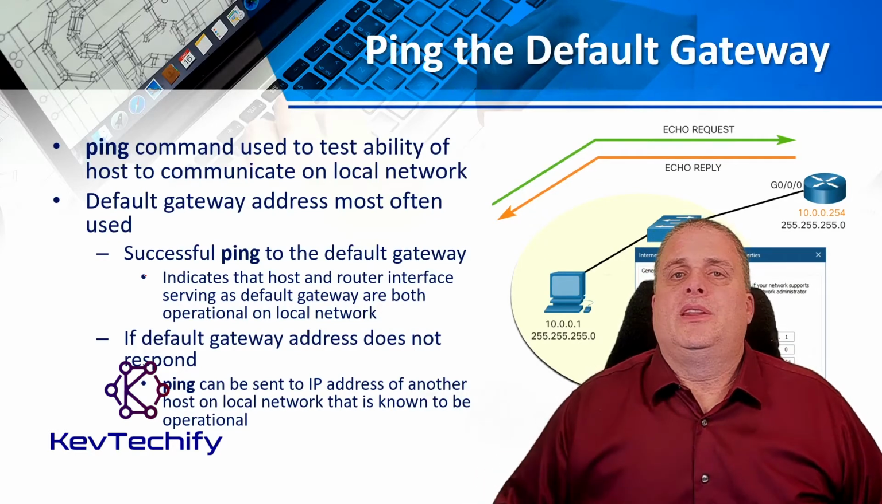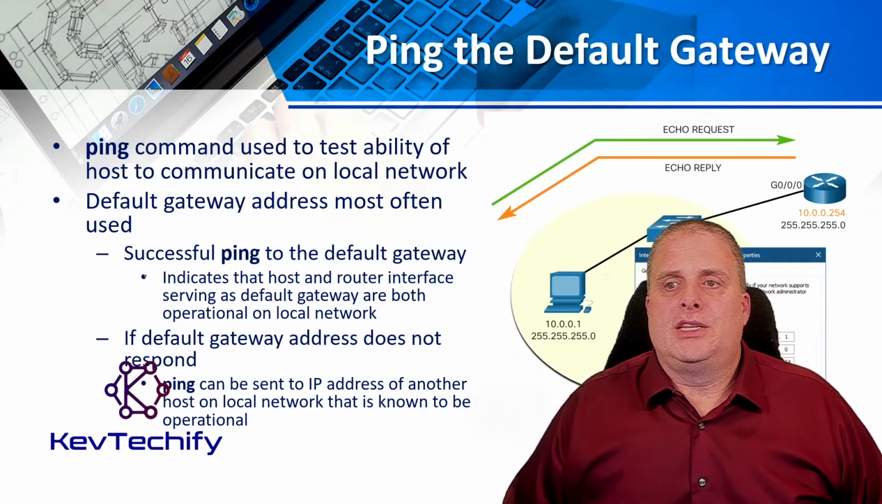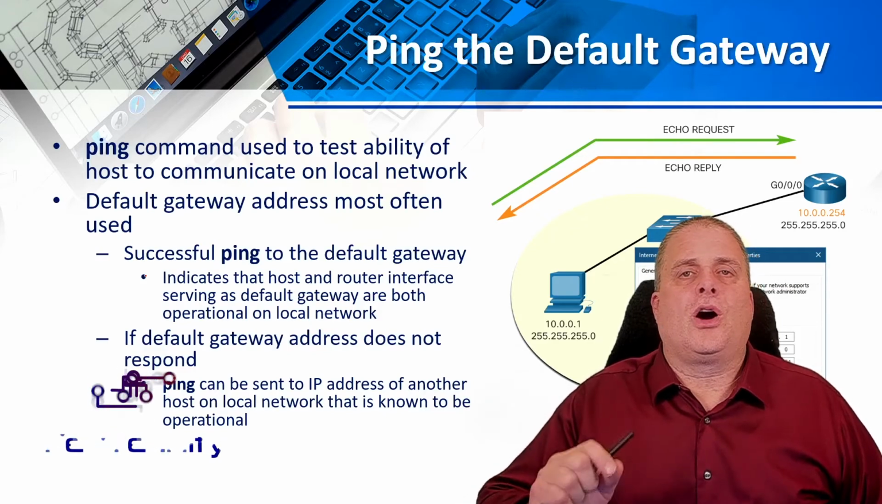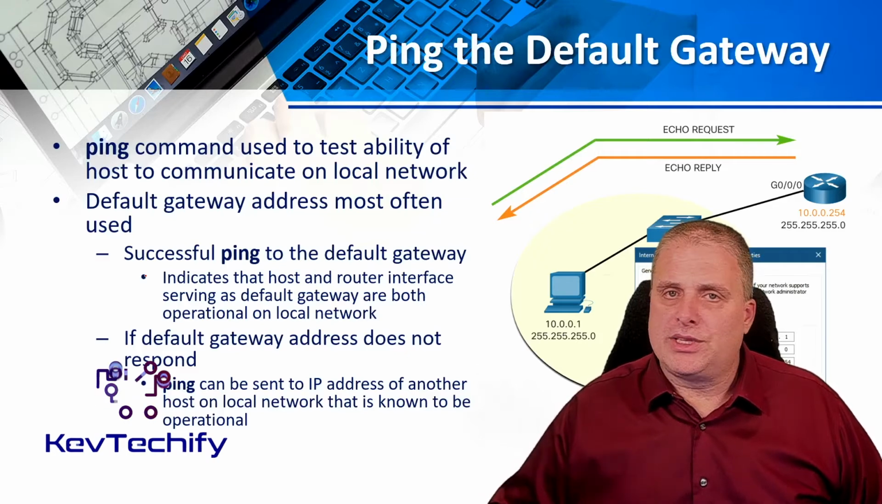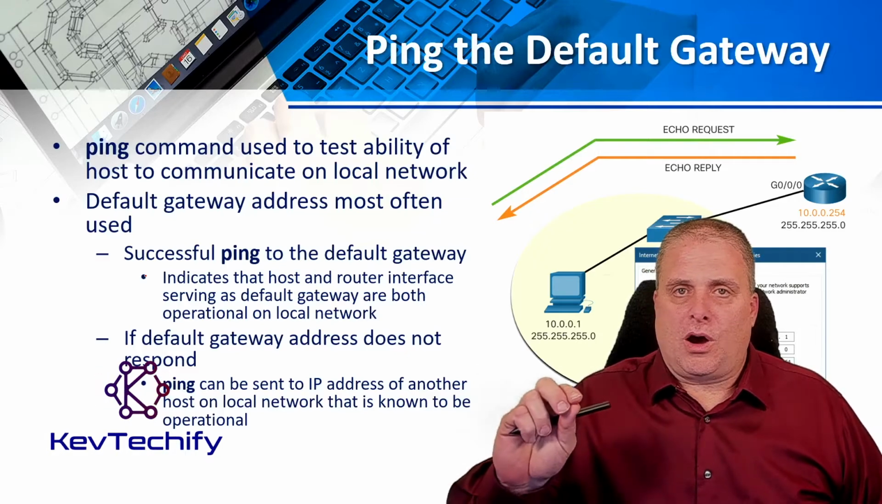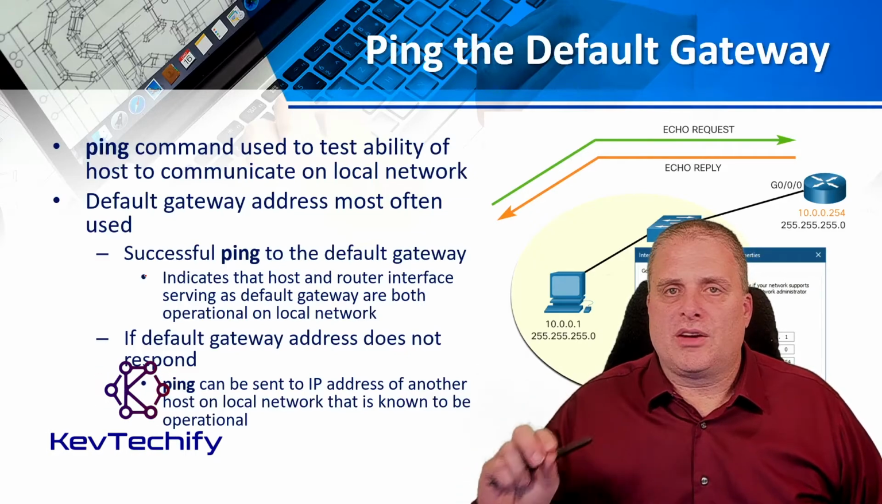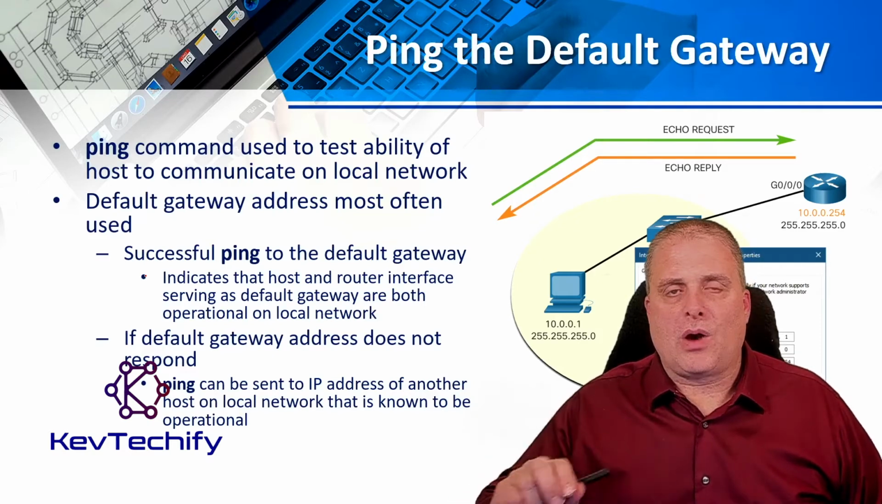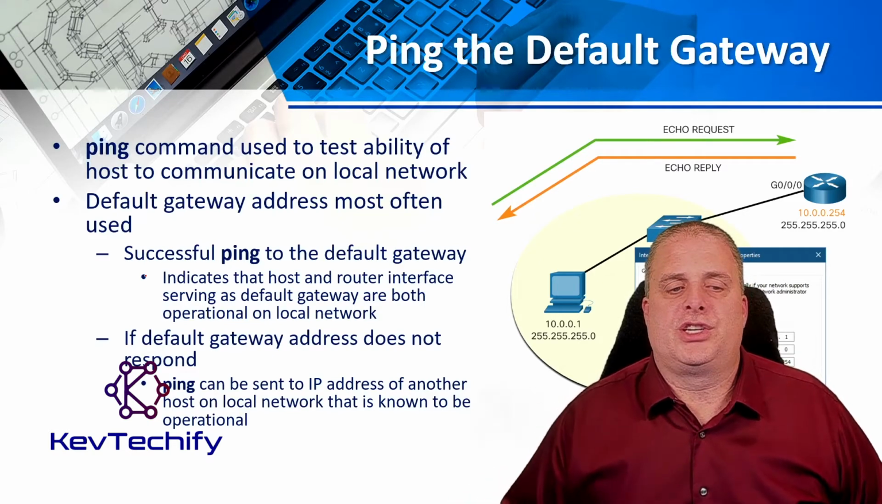The reason we ping the default gateway here is because the default gateway is usually always up on your network. It's always on. Typically, you never turn off your default gateway. It's the router on your network that typically never gets shut off.